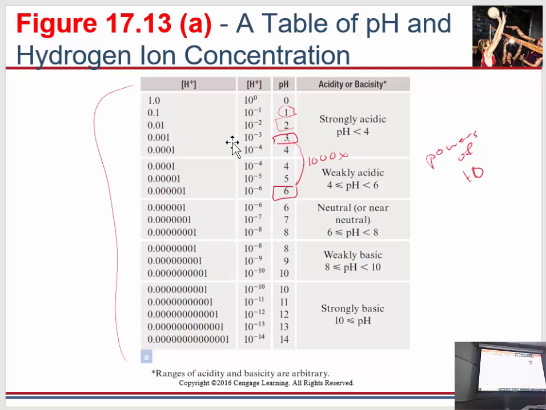This you should know, though: neutral or near neutral, 7. Weakly acidic, 4 to 6. Strongly acidic, less than 4. And the same thing, just qualitative.